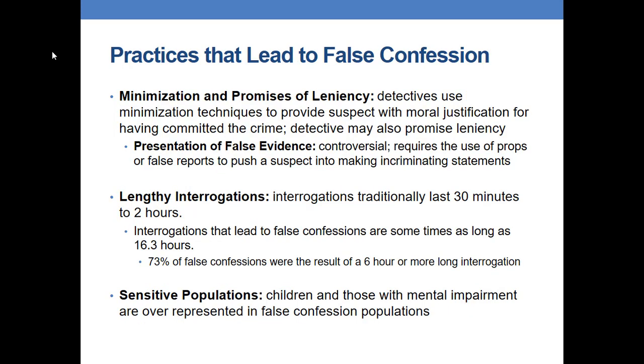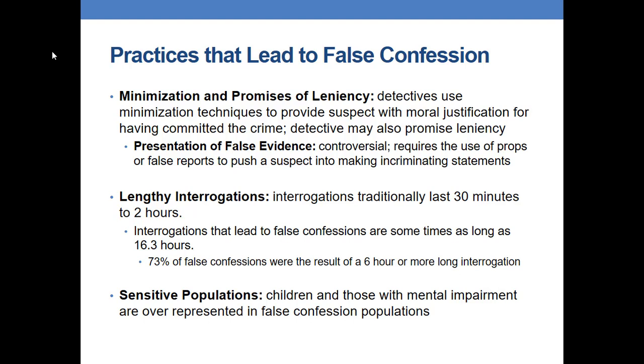There are 3 police interrogation practices in particular that are likely to lead to false confessions. The first one that we'll talk about is minimization and promises of leniency. Detectives use minimization techniques to provide the suspect with moral justification for having committed the crime using a variety of themes. For example, the detective might empathize with the suspect, normalize the crime, then offer excuses or justifications why the suspect might have committed the crime.